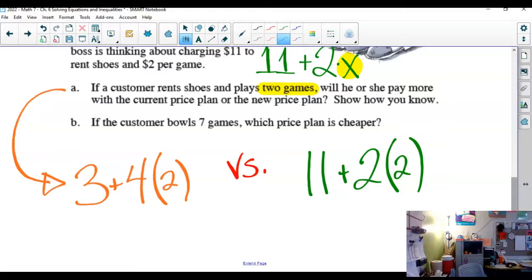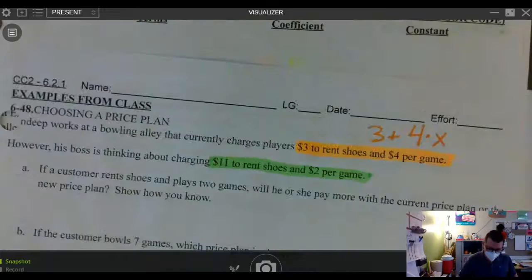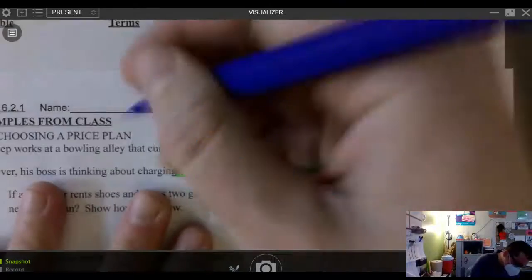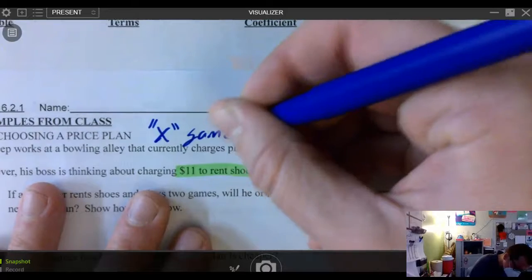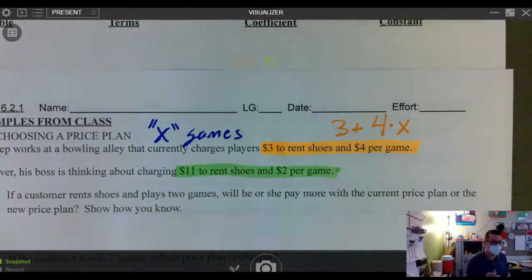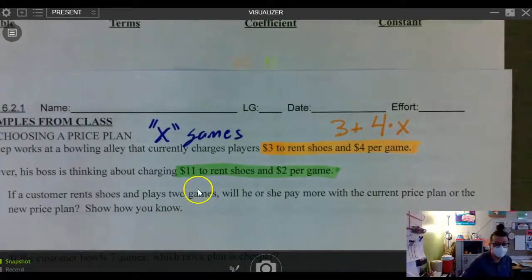So now we know what X is. If this is a little confusing for you, you could make a note up here that is like X games. We're going to play X games. It's our unknown.